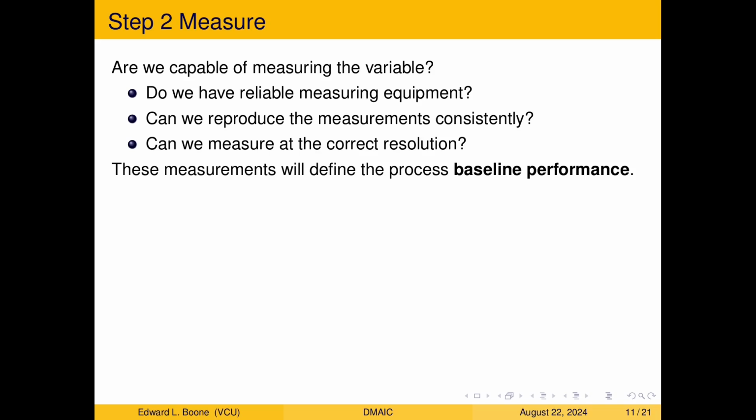Now when we do these measurements, we're going to take all of them and look at this as the process baseline performance. This is what we're going to compare to later to see whether or not we were successful. So we need to know, what is the process doing now? That way, when we ultimately put the improvements in place, we can say, yeah, it worked, because we have a measure of how it was before we did anything to the process.